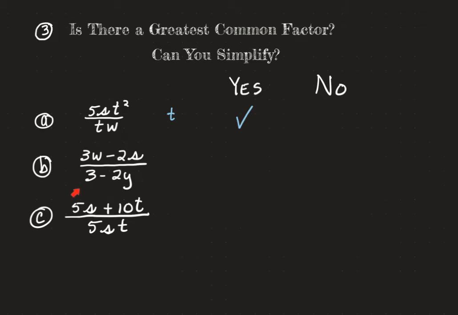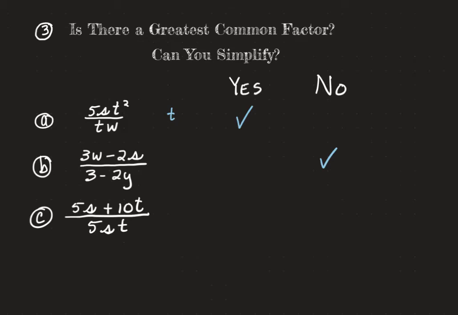Can you simplify this? Is there a greatest common factor between the numerator and the denominator? Well, we have two terms in the numerator and two terms in the denominator, but there is no greatest common factor within the numerator to factor out, just as there is no greatest common factor in the denominator that we could factor out and then perhaps get rid of. So, no.